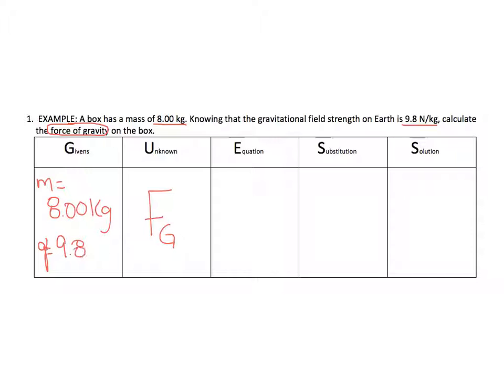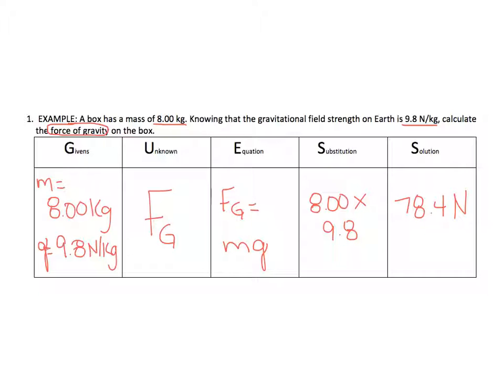is 9.8 newtons per kilogram. This is so hard to write with. Okay, so the equation that we're going to use is mg. So we're going to take 8 times 9.8, and that will give us 78.4, and we're left with newtons. So anytime we're looking for a force, we will look for newtons. So there's our first example.